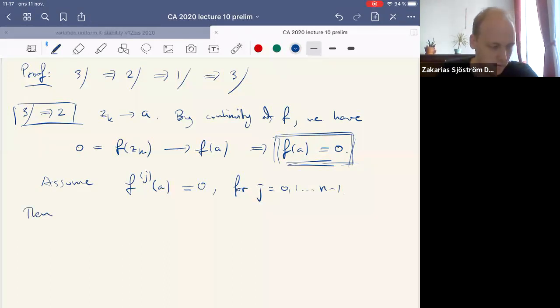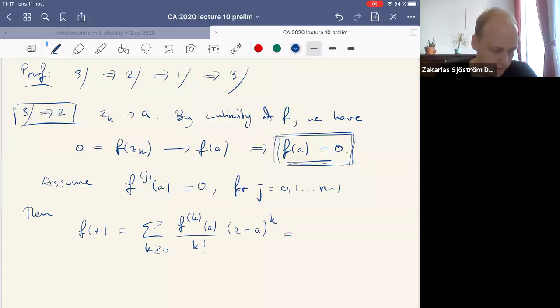So then we can expand. We expand f in a power series because it's holomorphic. So we expand around the point A. We get the following, by the theorems that we have seen. The coefficient is given by precisely this.